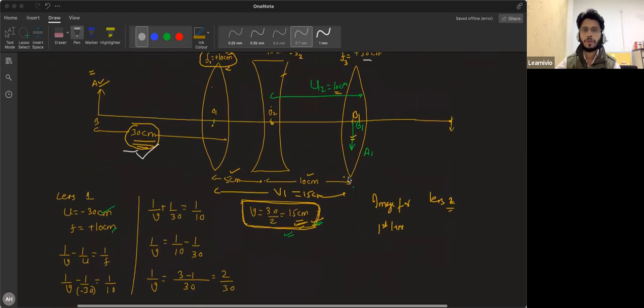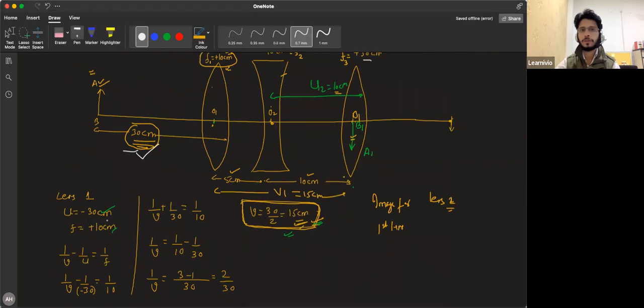See, for the lens 1, just substitute u is minus 30, f is 10. So 1 by v is 1 by 10 minus of minus 1 by 30, so you get 1 by v is 2 by 30. So v is 30 by 2, which is 15. So image distance is 15 centimeter.